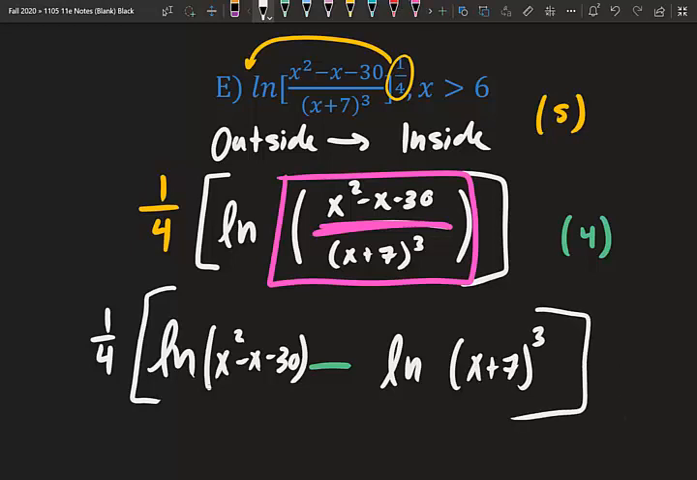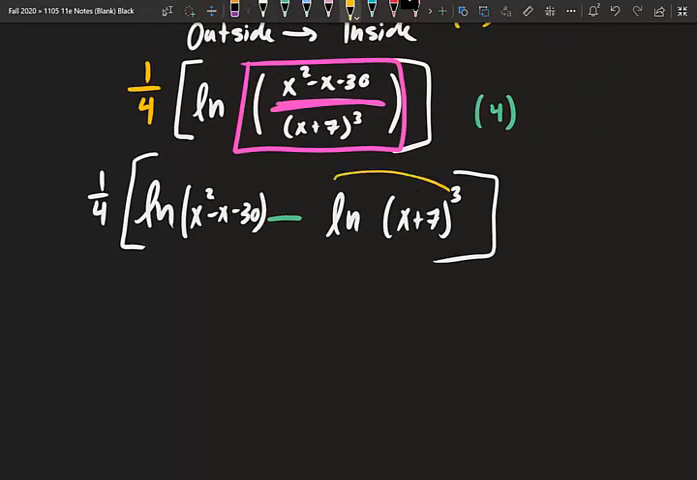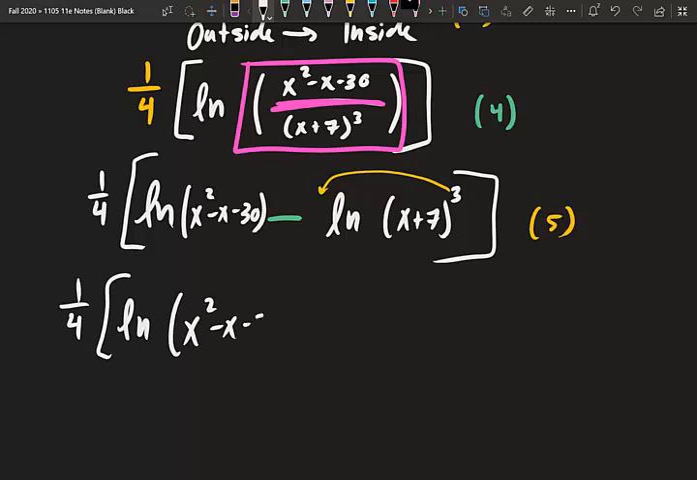Now we see if there's anything more we can do. We can move over the exponent. We can move it over using property 5. So we'll have 1/4 ln x squared minus x minus 30 minus 3 ln x plus 7.